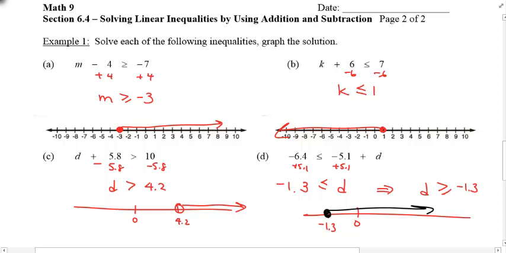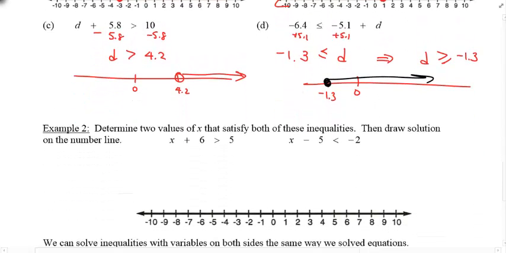Okay. Now I could have two separate inequalities with the same variable. It says determine two values of x now in example number 2 that satisfy both of these inequalities. So if I solve for x, we're going to subtract 6 on both sides. X is greater than negative 1. Over here, adding 5 to both sides, x is less than 3. So how do I show this? Bigger than negative 1. Wait, it also has to be less than 3, so I better stop at 3 and just say the numbers in between. And that would be my solution.